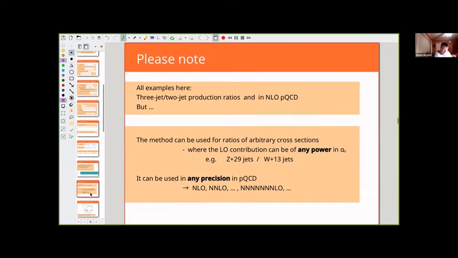And just a note here, right? Everything that we do here in this case is for ratios of 3 and 2 jet production ratios, and it's done in next to leading order, right? As I said before, this can be done for every possible process and in every power in alpha S and at any precision, right? If you want Z plus 29 jets over W plus 13 jets, this equally applies to that. And if you have the ability to compute this, you can do this at this order too.